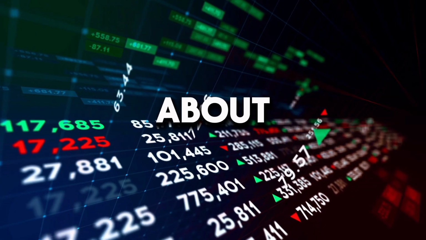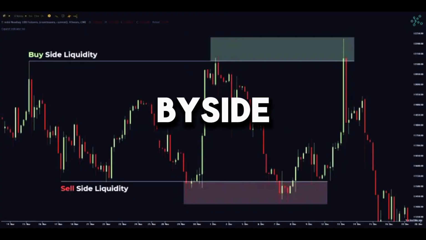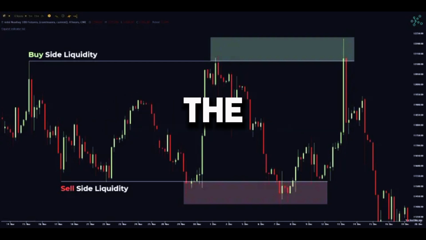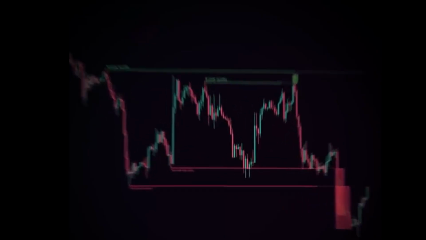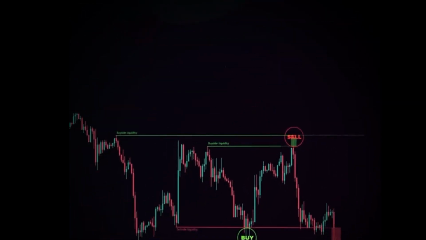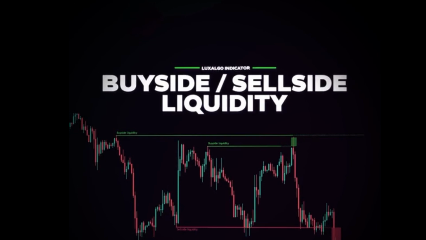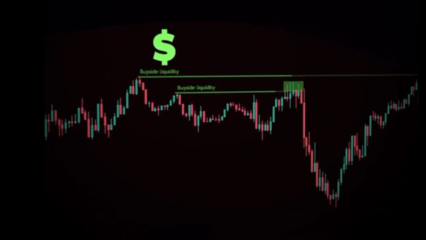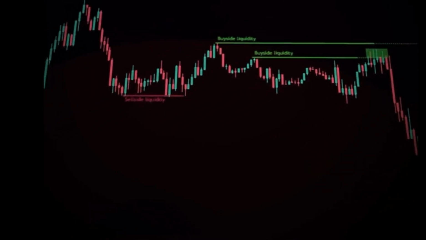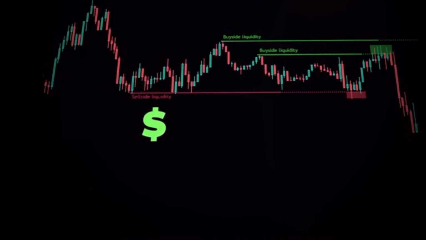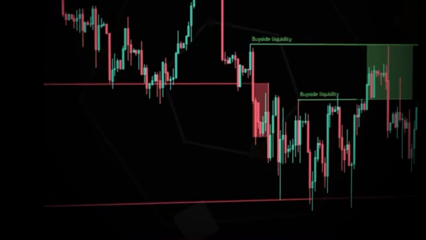Let's understand about sell-side liquidity and buy-side liquidity. Liquidity is the first, and arguably the most important concept within the ICT trading methodology. There are two types of liquidity: buy-side and sell-side. Buy-side liquidity represents a level on the chart where short sellers will have their stops positioned. Sell-side liquidity is just the opposite. It represents a level on the chart where long-biased traders will place their stops.